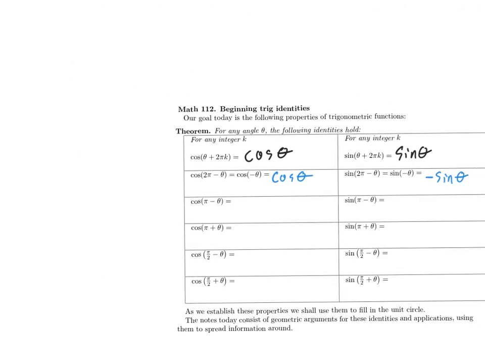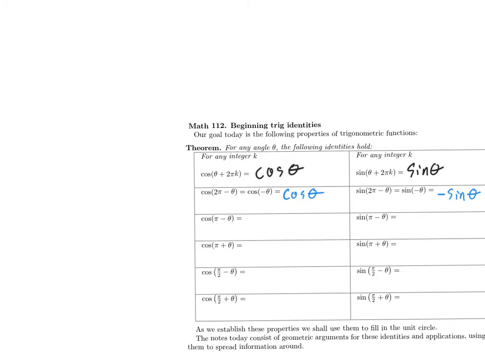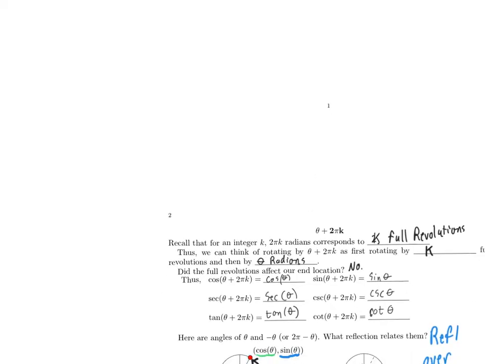Now maybe another way of seeing it is, maybe I'll write this right here. This manipulation, replacing an angle by negative theta, corresponds to reflection over the x-axis. So the x-coordinate, cosine, should stay the same. The y-coordinate, sine, should become negative. Cool. So let's keep on going.